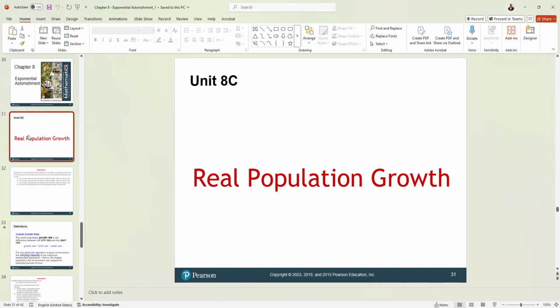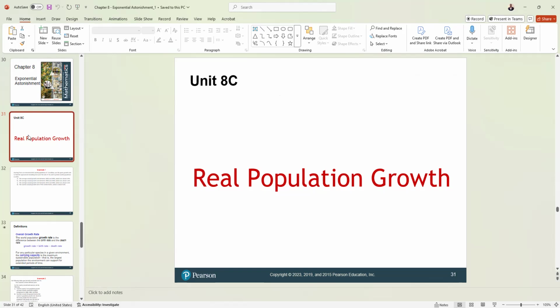So, real population growth. Perhaps the most important application of exponential growth concerns human population. From the time of the earliest humans, more than 2 million years ago, until about 10,000 years ago, human population probably never exceeded a few million. The advent of agriculture brought about more rapid population growth. Human population is estimated to have reached about 200 million by the year before Jesus Christ.